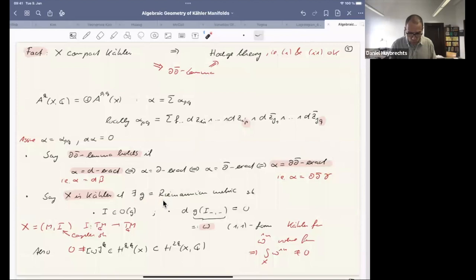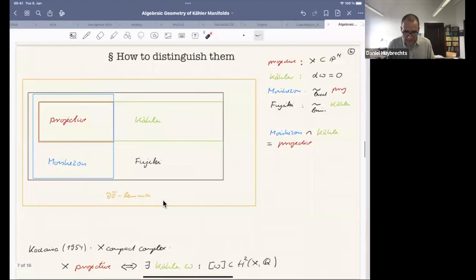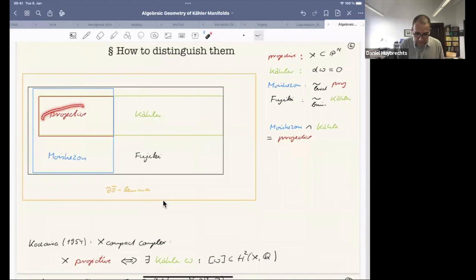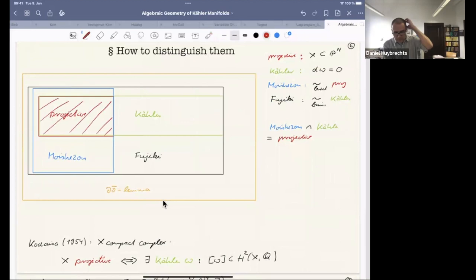Okay, so now I want to discuss how I can possibly distinguish between projective manifolds and Kähler manifolds. Let's first talk about projective manifolds. So here is this realm of projective manifolds, this red box here. The first thing to mention is a famous result by Kodaira, in the early 50s, who proves a link between projective manifolds, these complex manifolds coming from smooth complex projective varieties, and Kähler manifolds.